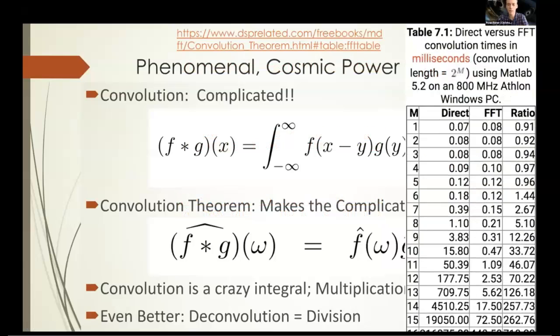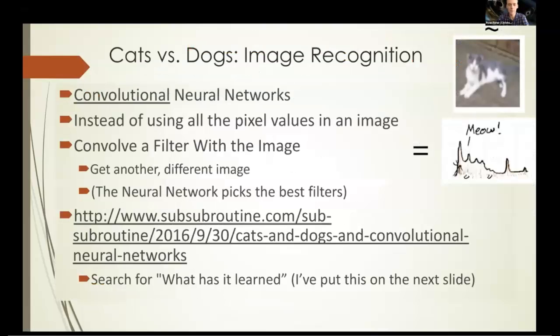Just to show you how trivial, if I have a signal of length 2 to the m, and m is going down on this table, the difference between doing the Fourier transform and the direct convolution ends up being 262 times faster by the time you get to m equals 15. And it just gets worse and worse. So deconvolution, convolution, way faster with the Fourier transform. And that's why it's so powerful.